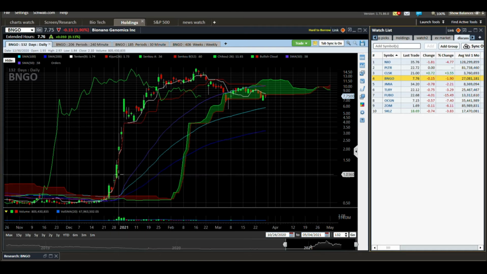It's difficult to catch something like this. Like I said, I don't like chasing momentum, but if you're gonna do it, daily chart with Ichimoku can give you a good indication of when the trend reverses.